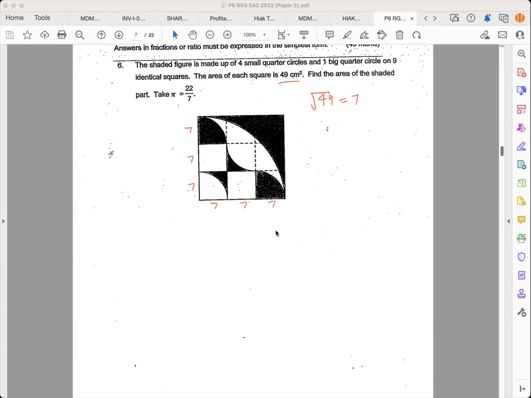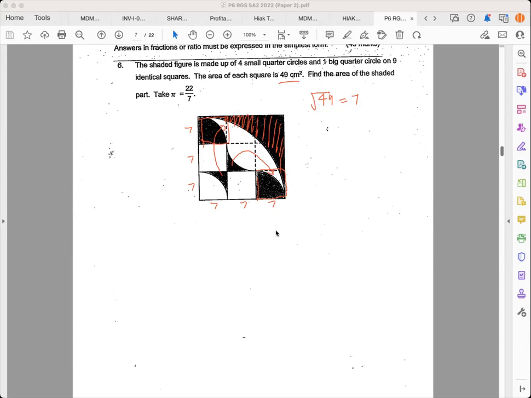You will notice that if I move this shaded boomerang and put it here, I get a square. Similarly, if I move this shaded boomerang and put it here, I also get another square. So the area of the shaded part is made out of 2 squares and a large boomerang.